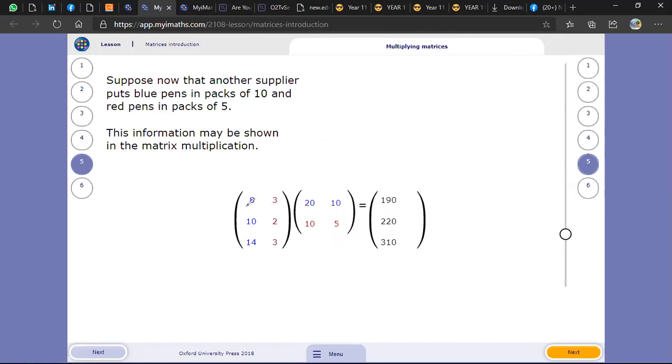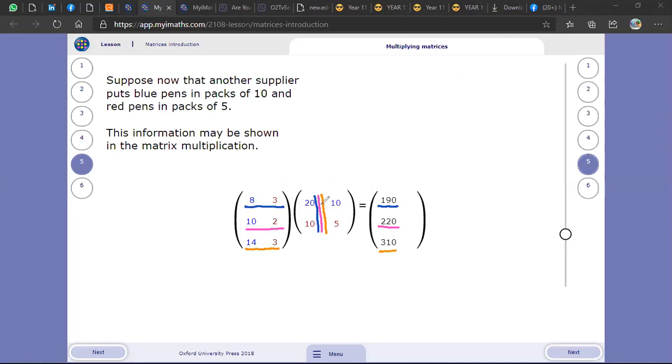Let me use blue to underline this. This row times this column gave us this 190. Let me use another color now. This row times this column again gave us 220. I'll take another one. This row times this column, the same column, that's how it works, gives us the 310 that we have here. Now that we have a new column, you have to go through it again the way you did the first column here.